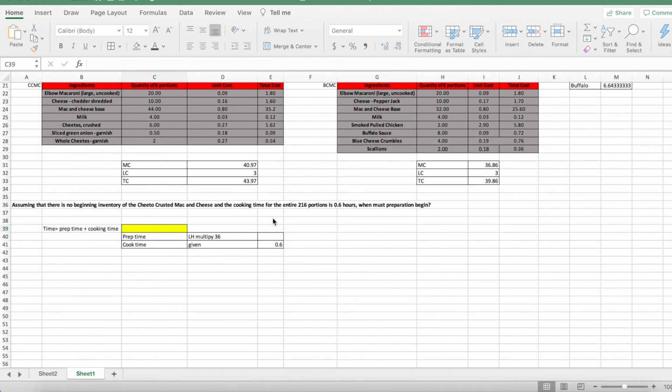To find prep time, we do labor hours, which is 0.2 times 36, which we find in question 1. We get that to equal 7.2. Then we are given cooking time, which is 0.6. Now to find total time, we just add prep time plus cooking time, and we find that preparation must begin 7.8 hours before.